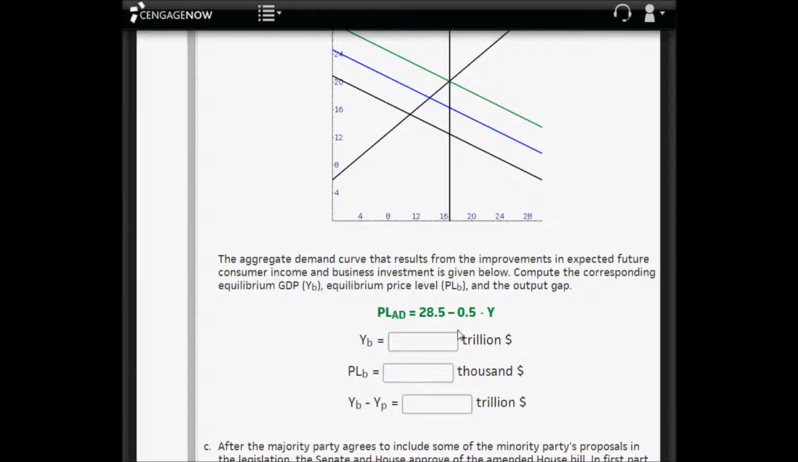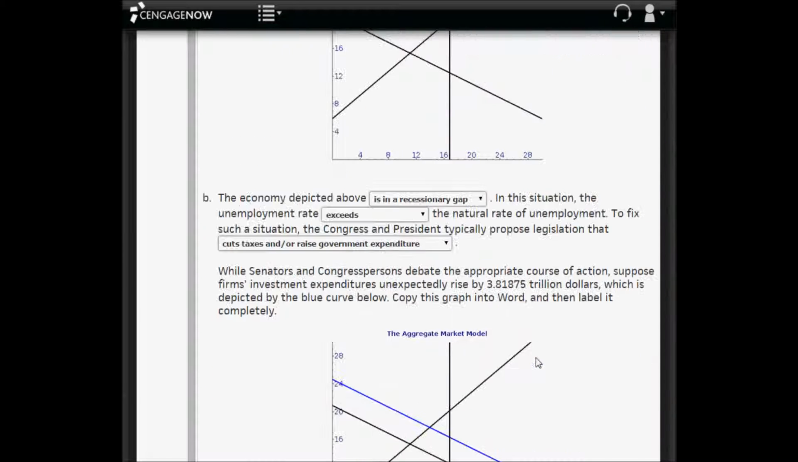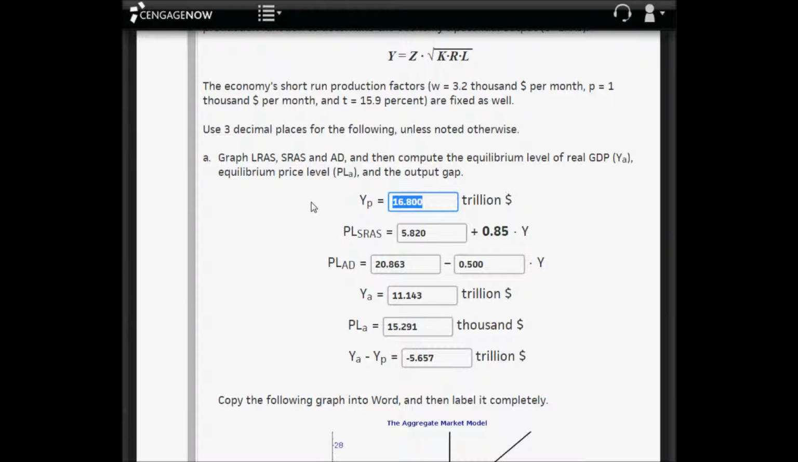So we need to calculate the new equilibrium. Well, at this new aggregate demand level, real GDP and potential GDP are equal. The gap has been closed without any government action. So this value here is final GDP after the improvement in expected future income and business investment. This value is equal to potential, so the output gap is 0. And potential GDP was 16.800.